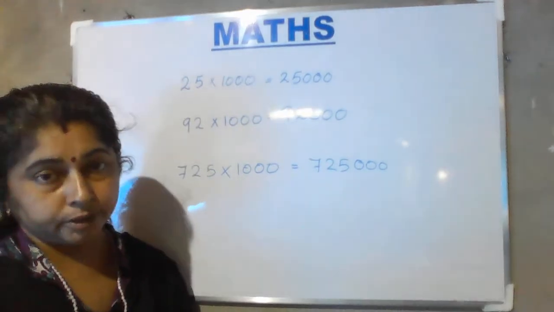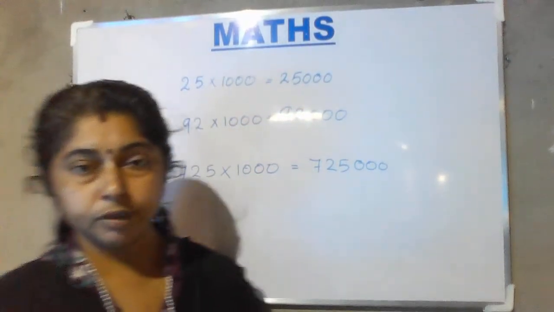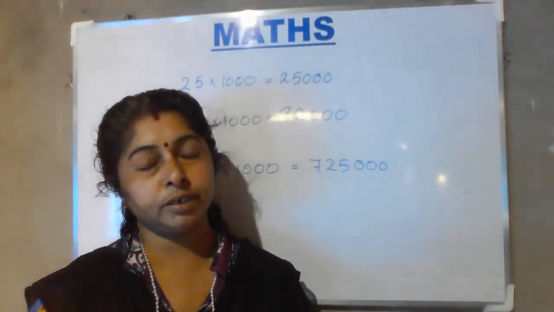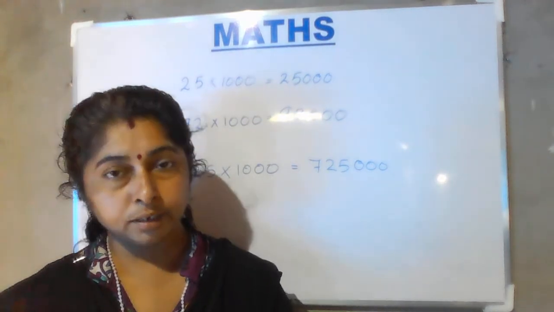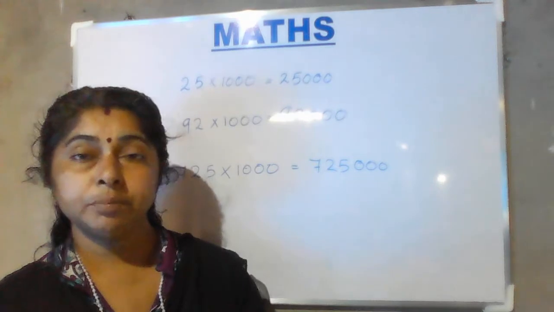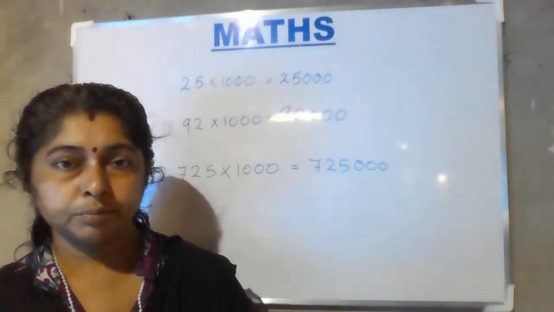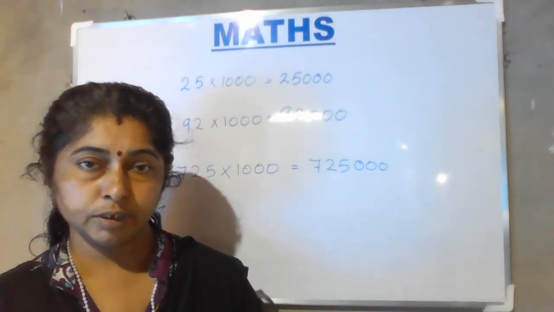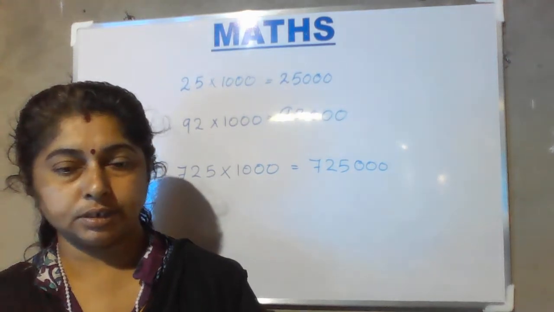That is, to multiply any number by 10, we put 1 zero to the right of that number. Multiplying by 100, we put 2 zeros to the right of that number. Multiplying by 1000, we put 3 zeros to the right of that number. Understand?